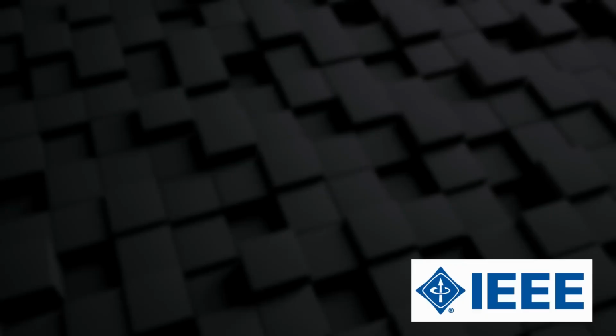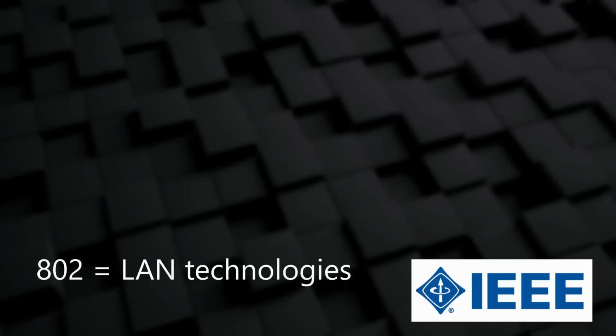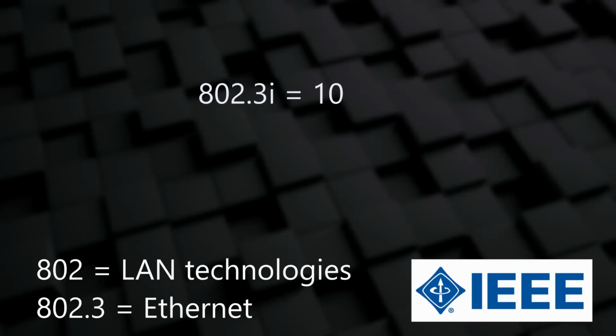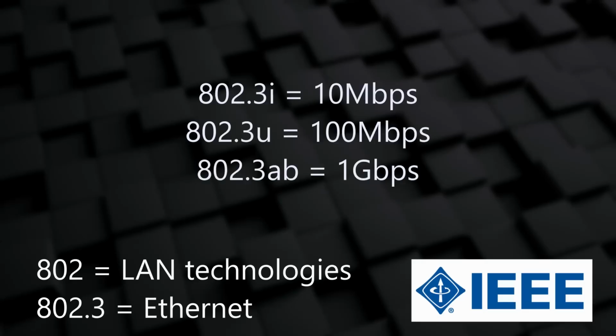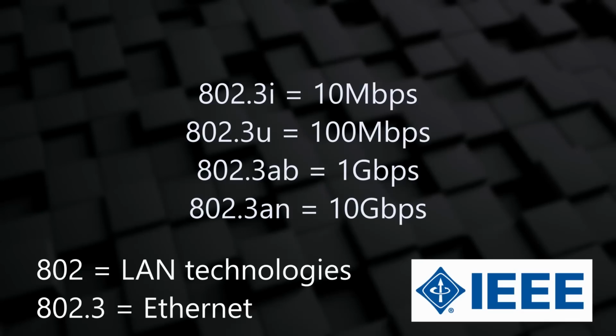Ethernet was designed by a group called IEEE. IEEE have created many different standards for different technologies. All of their standards have a code number. Standards that start with 802 are used for LANs. Ethernet, for example, is 802.3. Remember how Ethernet is a group of standards? Each of these is assigned 1 or 2 letters. For example, 10 gig Ethernet is 802.3AN.